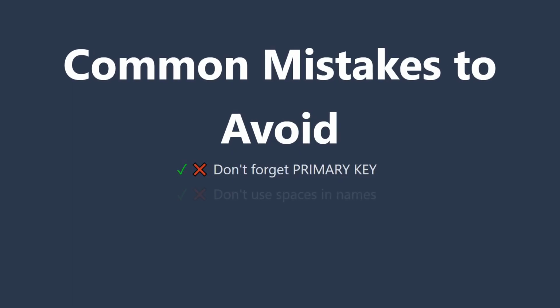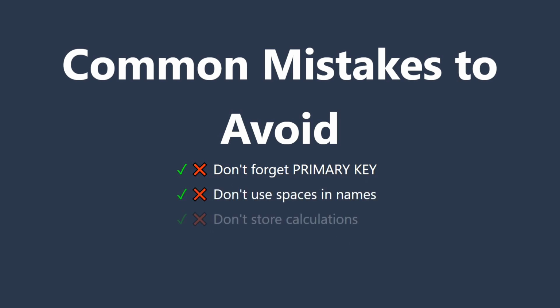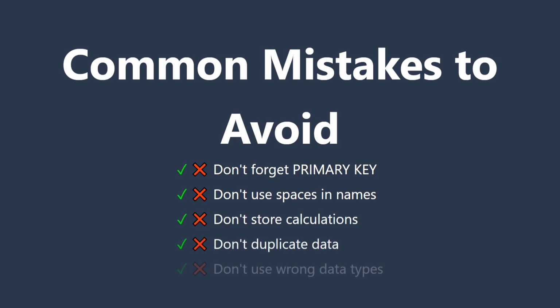Here are some of the common mistakes to avoid. Don't forget to include a primary key. Tables without them are hard to work with. Avoid spaces in table and column names. Use underscores instead, and never store calculations inside the table. Avoid duplicating data across multiple tables. And don't use the wrong data type.